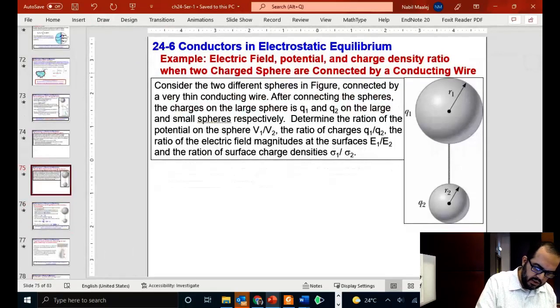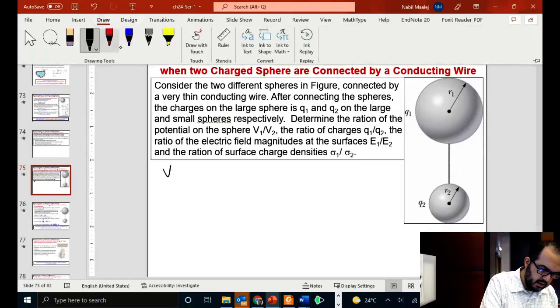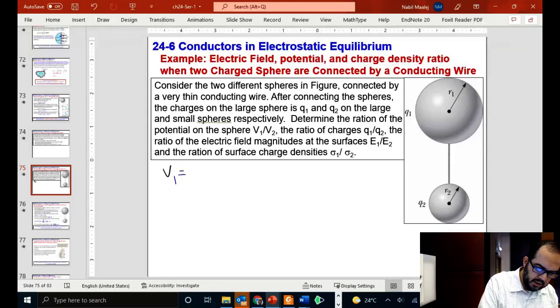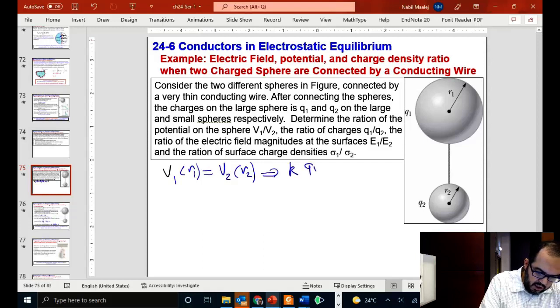Okay, so we said V1 is equal to V2, but let me write it. V1 at the radius R1 is equal to V2 at radius R2, okay, because they are touching. And so if we write the equation for the voltage, this means K Q1 divided by R1 is equal to K Q2 divided by R2. So the K's will cancel and we obtain that Q1 over Q2 is just equal to R1 over R2.